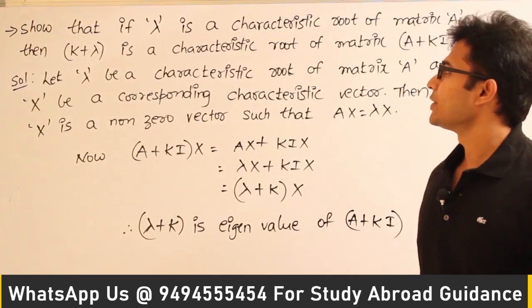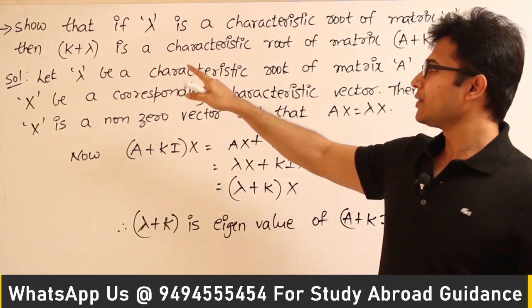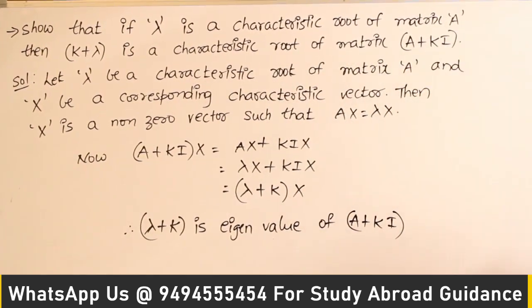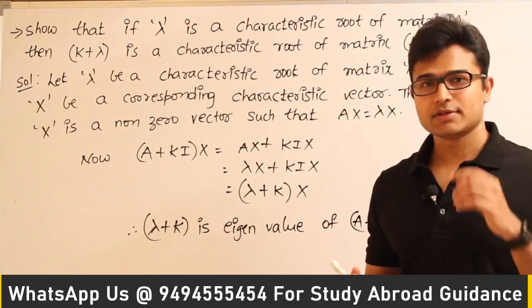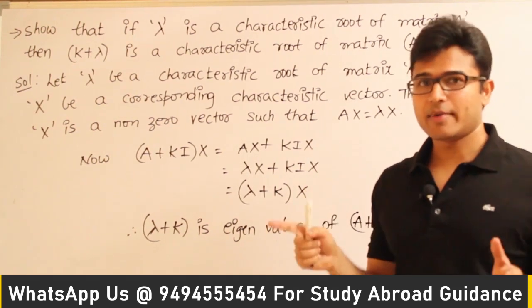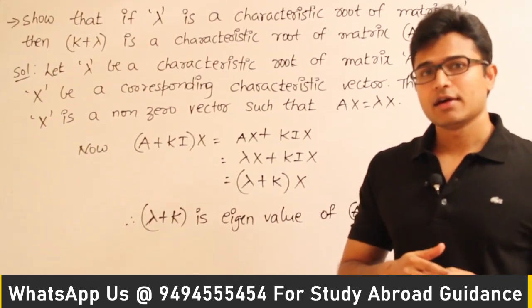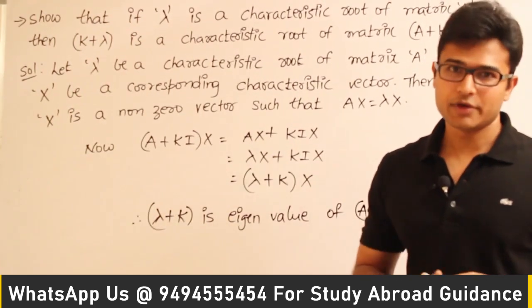See this question. Show that if lambda is the characteristic root of the matrix A, then k plus lambda is the characteristic root of the matrix A plus kI. So what they are trying to say is, to the diagonal elements of a matrix, if I add a constant k, then the eigenvalues will also be increased by a value k.